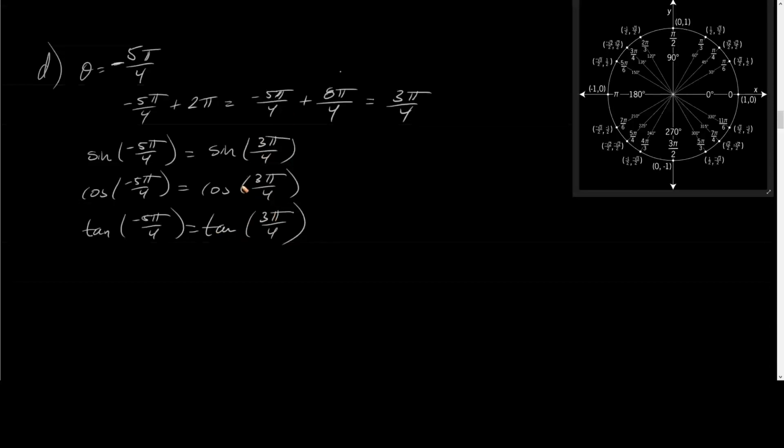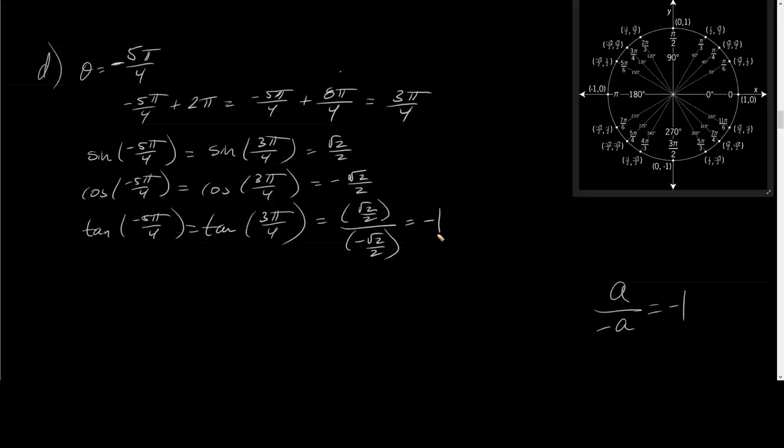Well, for sine, excuse me, I said that wrong. Sine is the y value, and cosine is the x value. So sine is the y value, so it's going to be radical 2 over 2. And cosine is the x value, so negative radical 2 over 2. Tangent is the ratio of these. It's sine over cosine, so I'm going to have radical 2 over 2 over negative radical 2 over 2. And look at that, what we essentially have there is just a over negative a. A over negative a is just equal to negative 1. So this right here is negative 1.